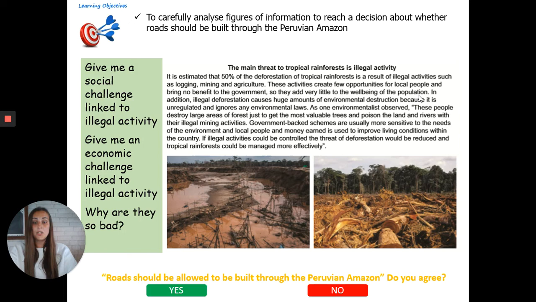So what I want you to do, again, is in a second, pause it, have a read through it properly in your own time, and then I want you to give me a social challenge linked to illegal activity. So remember, social is all about people, how happy, healthy, safe they are, and then give me an economic challenge that's linked to illegal activity. So remember, the economy is all about money and jobs, and then why are those issues so bad? So pause it and have a go at that now, please.